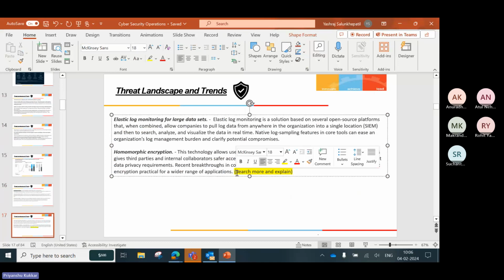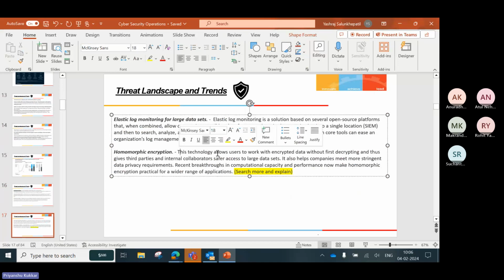This is on me. This is not for you. I need to research more and explain it to you. I'll do it in the next lecture. But in short, to give you an idea, it's pretty simple in the first line itself, that it allows you to work with encrypted data without first decrypting it.